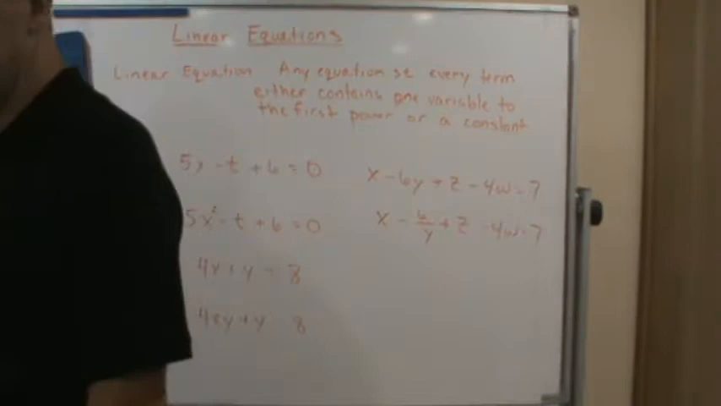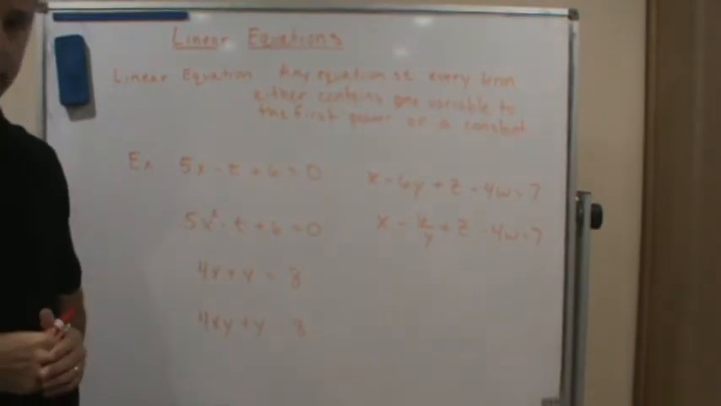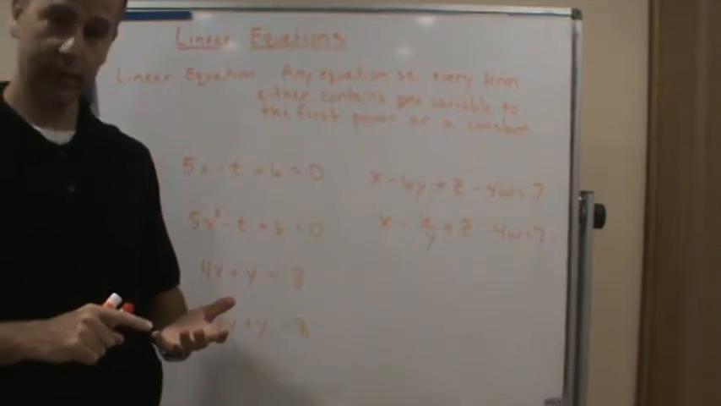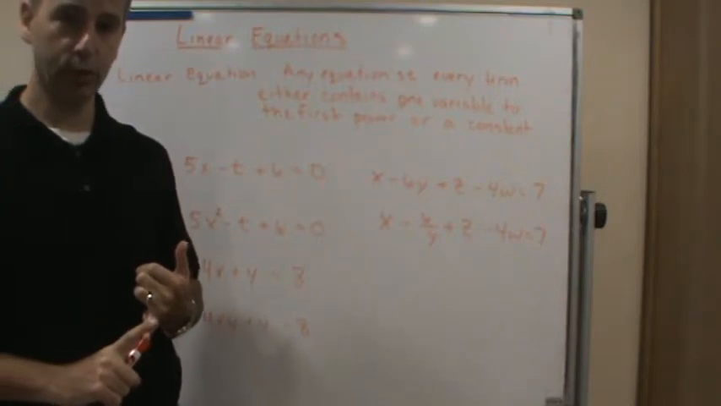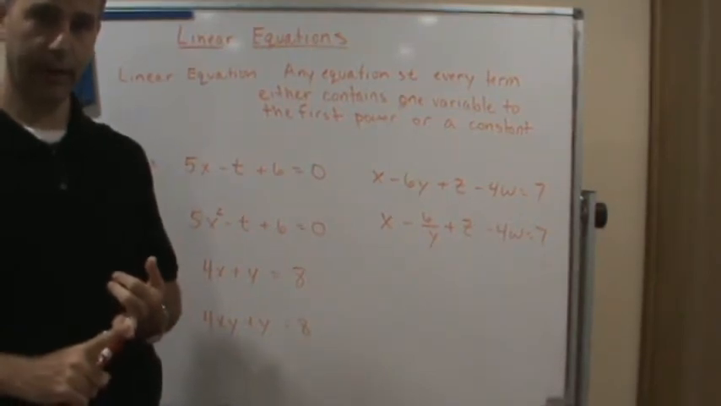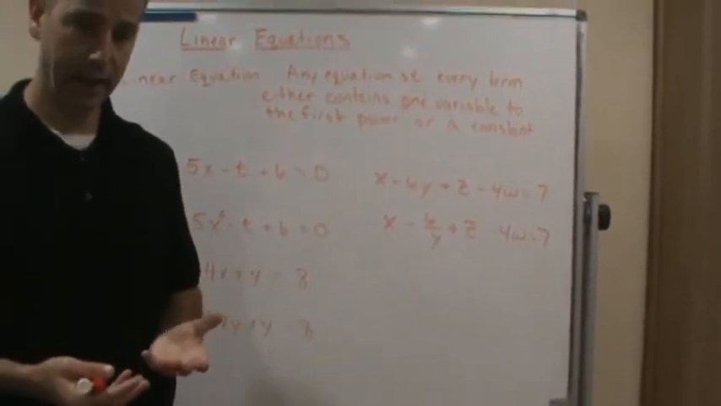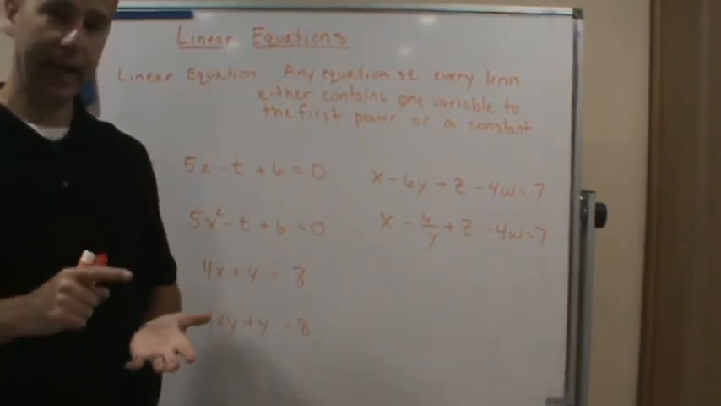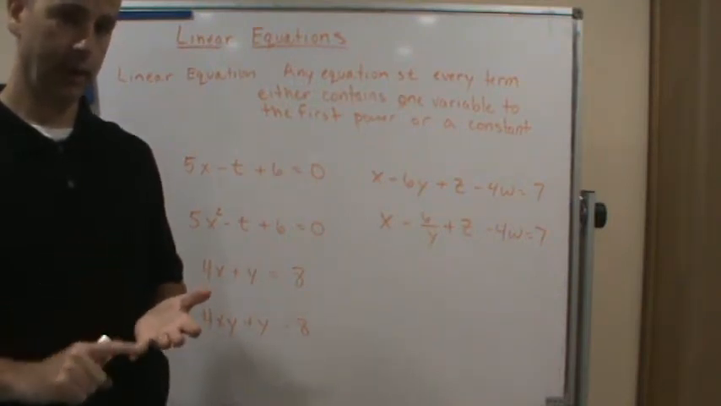Now this is a general definition which says that a linear equation is any equation in a given variable where each term in the equation either contains a variable to the first power or a constant. Okay, that's the general definition of a linear equation. Any equation in a given variable where each term has one variable raised to the first power or a constant.